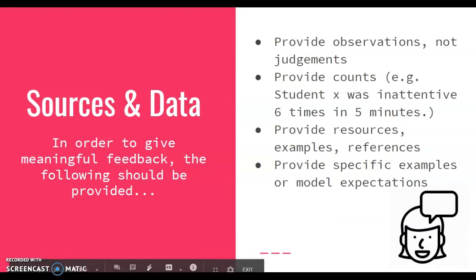Some of the sources and data to look at, and again, this is something I think our principal missed, is providing observations and not judgments. I'll talk more about that in a moment. Providing specific counts, so a student was inattentive this number of times, and then providing resources, examples, and references for a teacher to further evaluate, consider, and learn more about whatever it is that we're targeting our feedback on, and providing some specific examples and or modeling expectations.